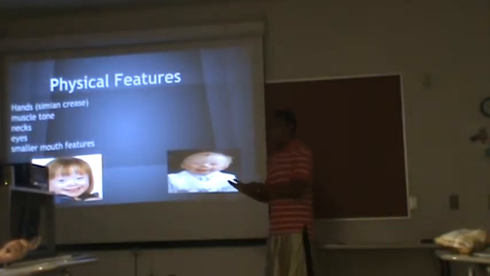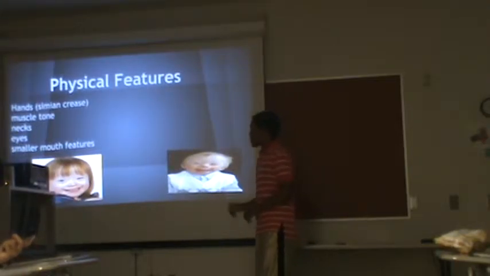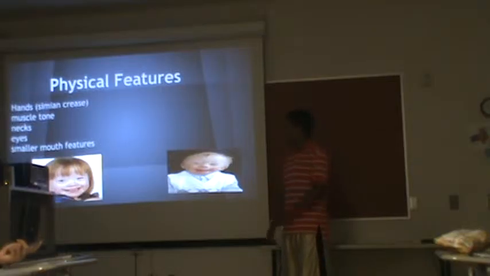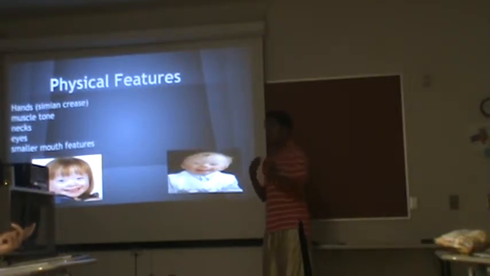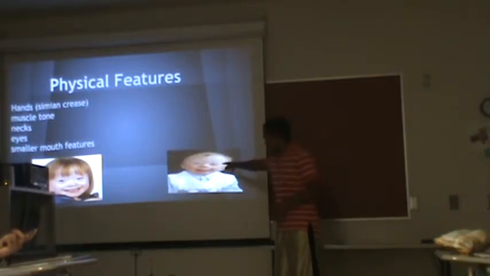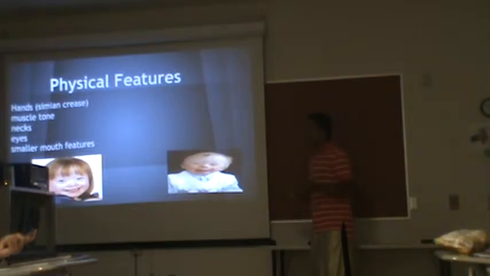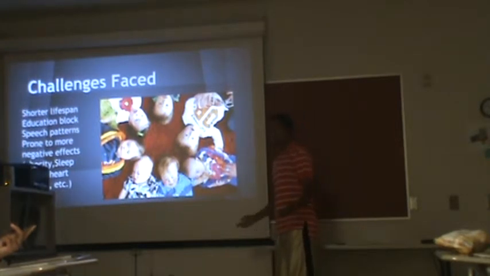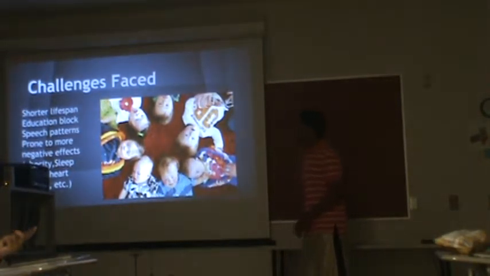The hands, they have a crease all the way across their hands like they did in the picture. The muscle tone, they're usually very flimsy and not really strong, they can't really build that kind of muscle. The necks are practically invisible because they're short statured. The eyes are slanted upwards, like you can see right there. And they have smaller mouth features, like their jaws, so they can't really eat big American burgers and whatnot. Now that I'm done with that, let's go into the effects, some of the bad ones, I guess you could say.